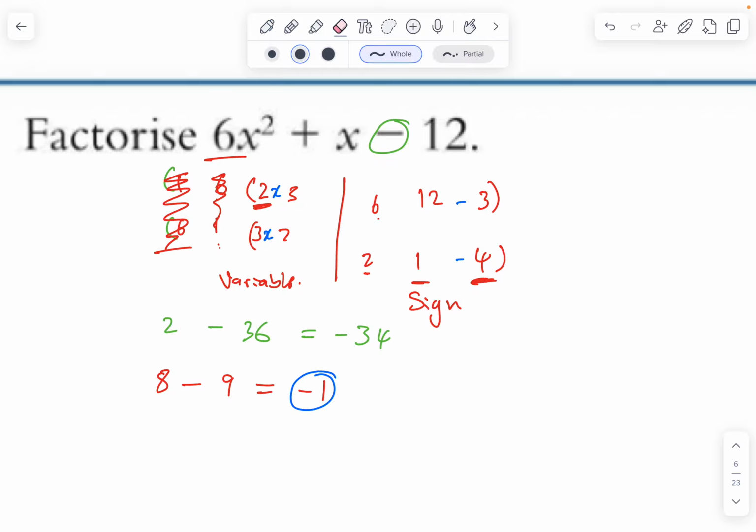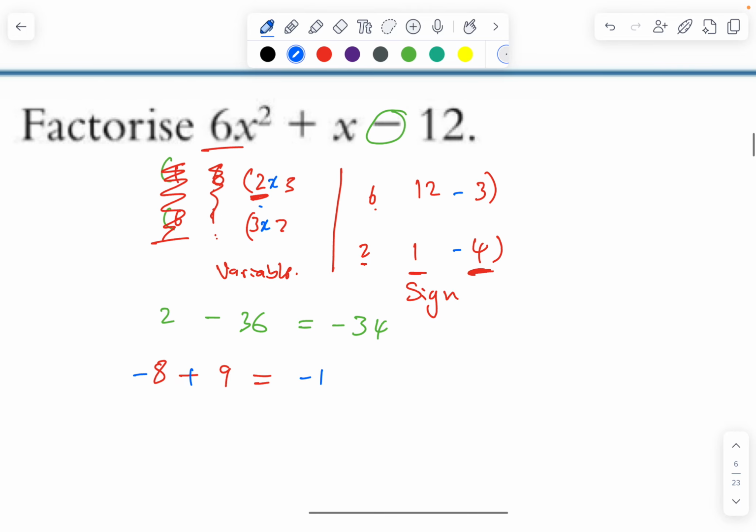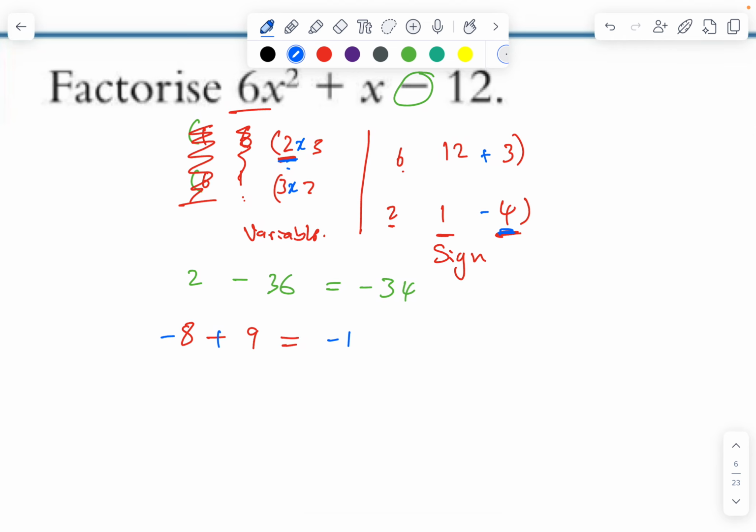To fix that, it's quite simple. We basically just swap the signs, but how do we do it here? We say, okay, to multiply this one with that 4 to give us a negative, that 4 must be negative. Therefore, this part must be positive. In other words, we can now write our brackets.